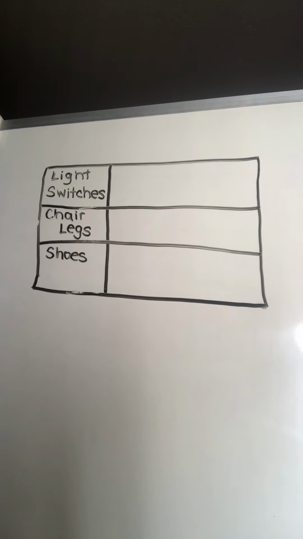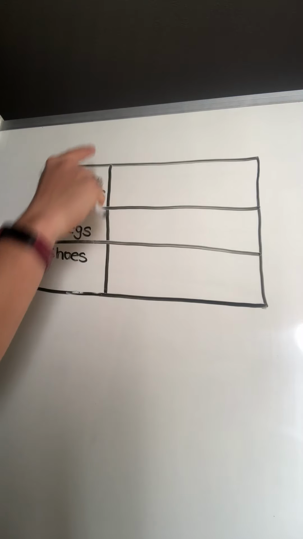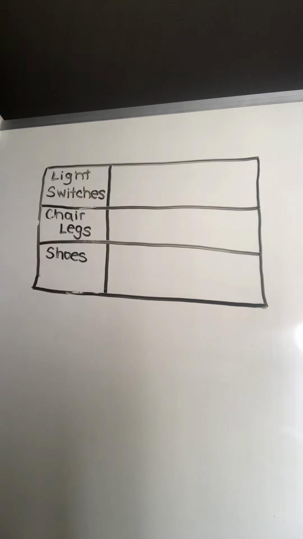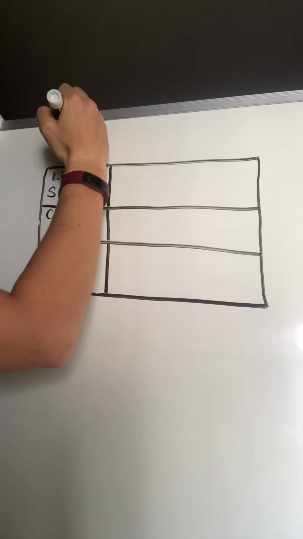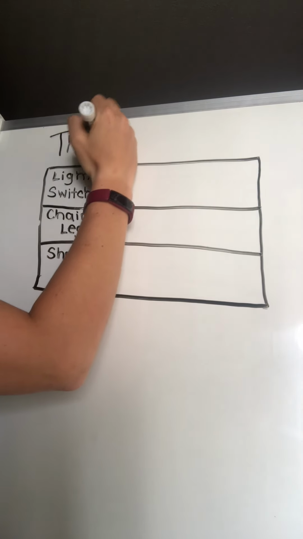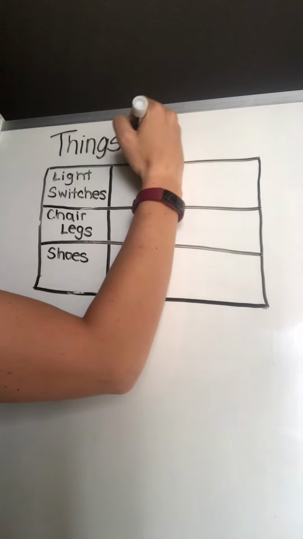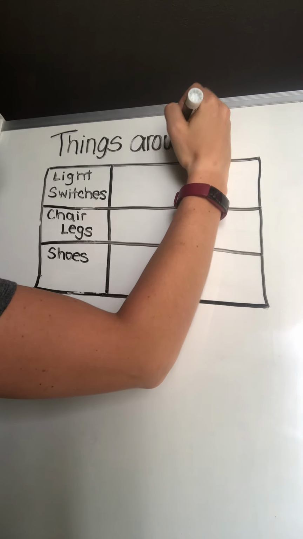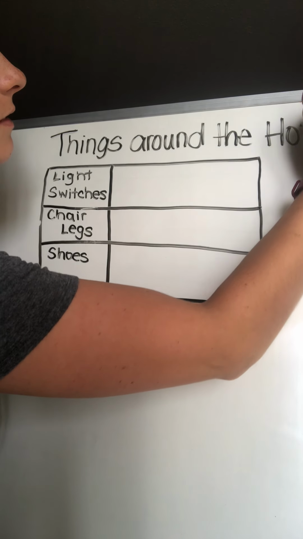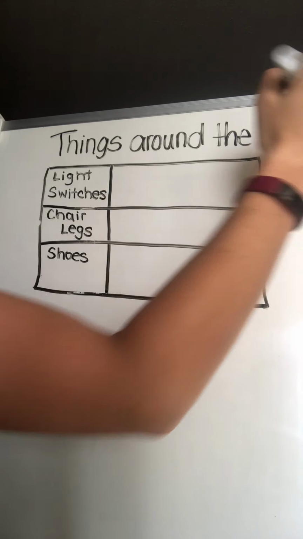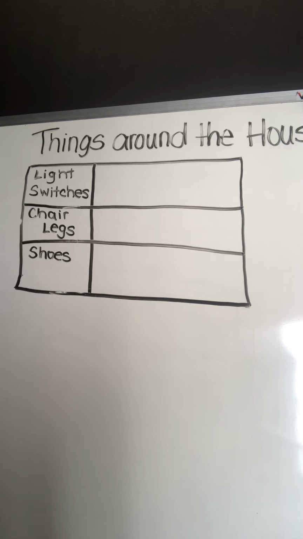All right, so before we can go ahead and get started, we need to make sure that we write a title at the top. So we're going to go ahead and give this a title. We're going to call it Things Around the House. All right, and my title's gone off a little bit, but that's okay, because we're just practicing. This is our first time we've made a chart like this before.